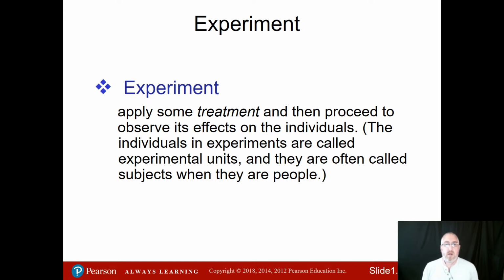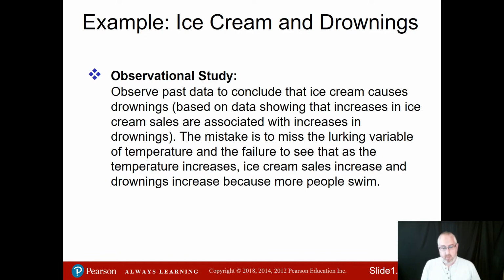The individuals in experiments are called experimental units, and they are often called subjects when they are people. So we have a couple of examples here, but then I want to do some examples from the textbook as well. So an example of ice cream and drownings. Observational study: observe past data to conclude that ice cream causes drownings, based on data showing that increases in ice cream sales are associated with increases in drownings. The mistake is to miss the lurking variable of temperature and the failure to see that as the temperature increases, ice cream sales increase and drownings increase because more people swim.